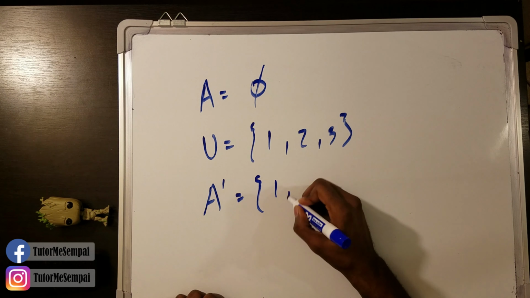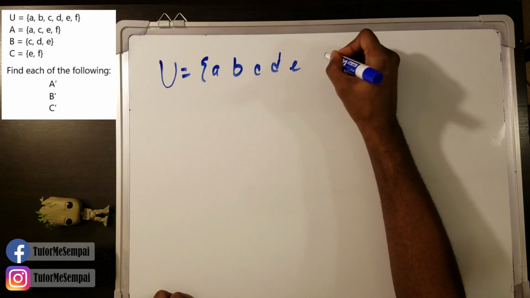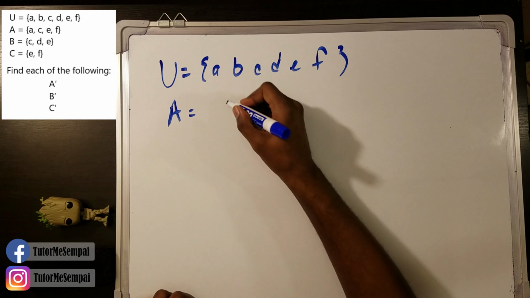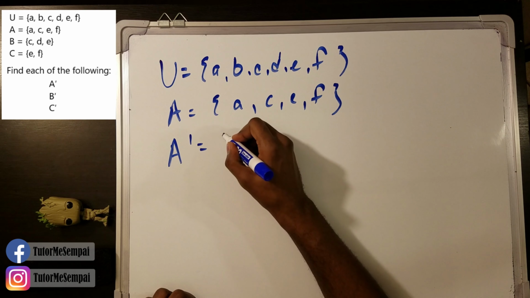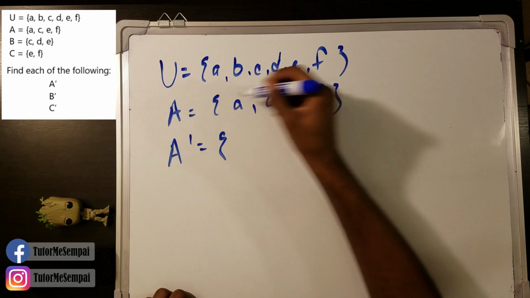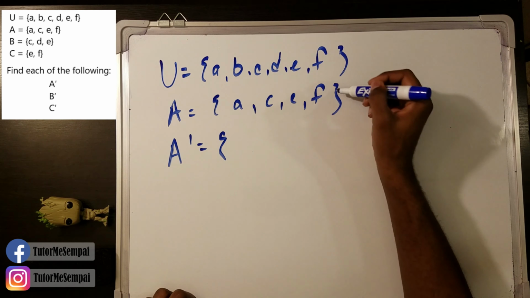So let's look at our example for today. We have U, A, B, and C, our universal set, and 3 smaller sets. We want to find A complement, B complement, and C complement. We're also going to shade them. We're going to draw the Venn diagram and shade them so we know what they look like. So let's start with A and A complement. If U equals and A equals, A complement is going to be everything that is not in A but is in the universal set.